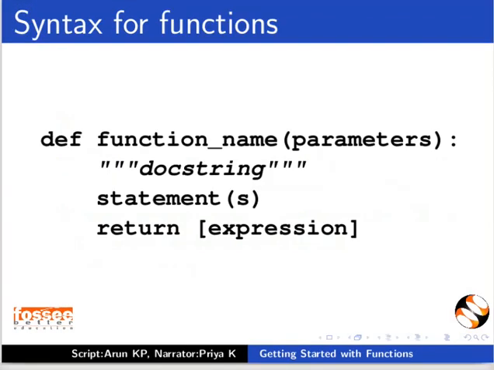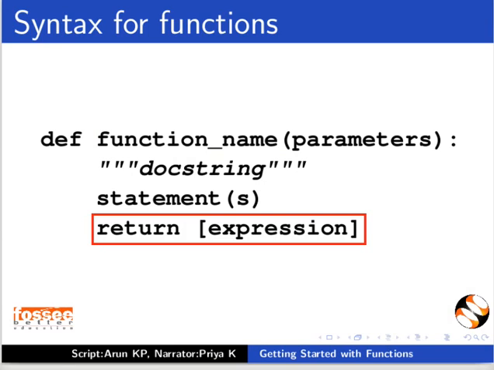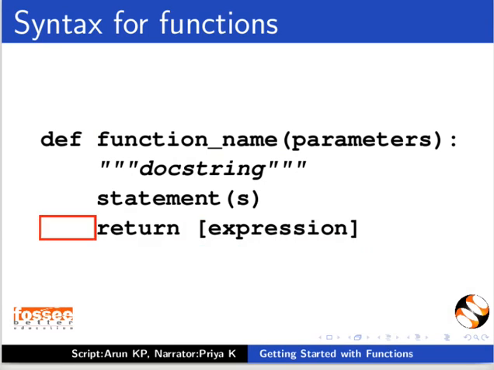Here is the syntax for defining the functions. Def is the keyword which defines the function name. Colon is used to mark the end of the function name. Docstring is the documentation string to describe what the function does. It is optional but recommended. Statement makes the function body and it must have 4 indentation level. Return statement is to return a value from the function and it is also indented by 4 spaces.